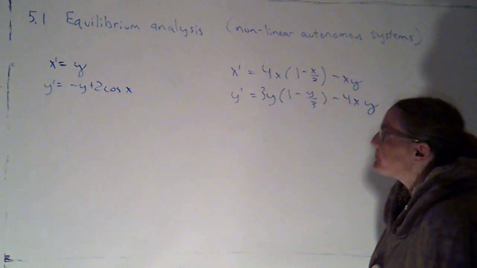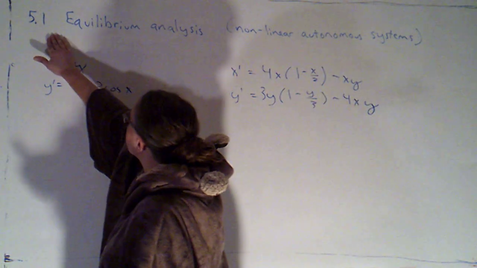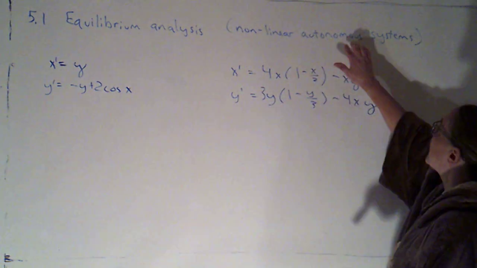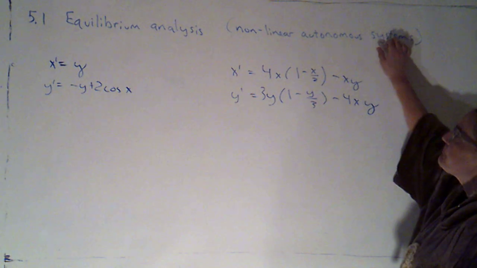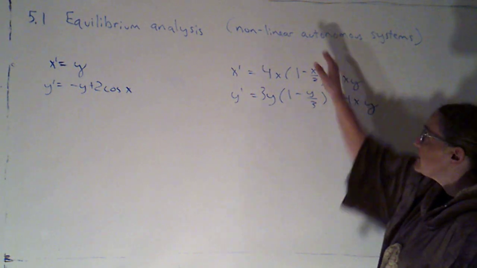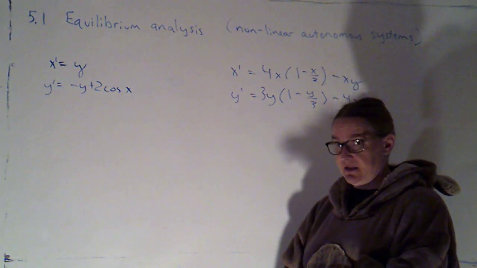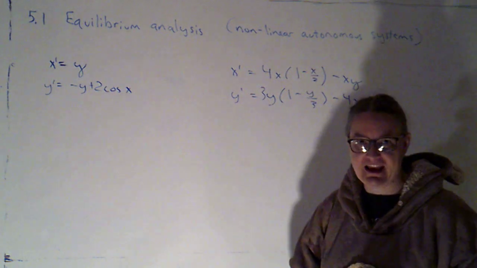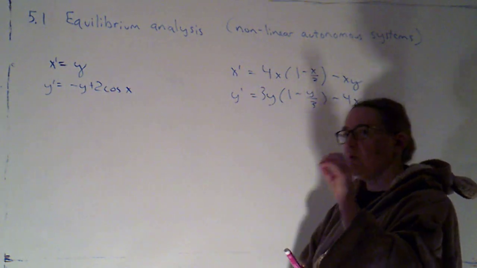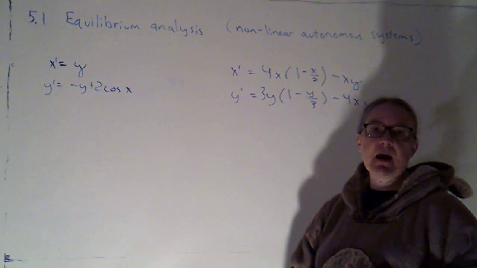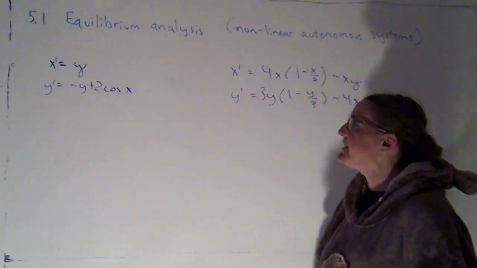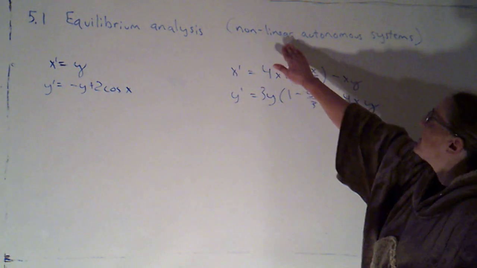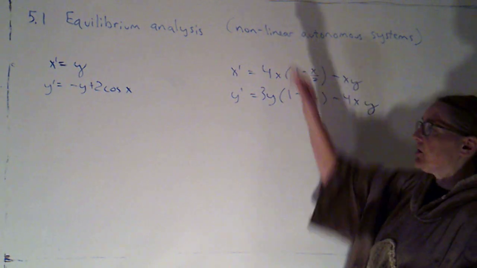Okay, so we are starting section 5.1, which is equilibrium analysis for nonlinear autonomous systems. So we are keeping the fact that we're going to have autonomous systems. So that's actually different from the forced oscillators that we were just looking at. We're returning to differential equations that we can write without ever having to write the symbol t, even though everything's a function of t. Okay. But they're not going to be linear anymore.